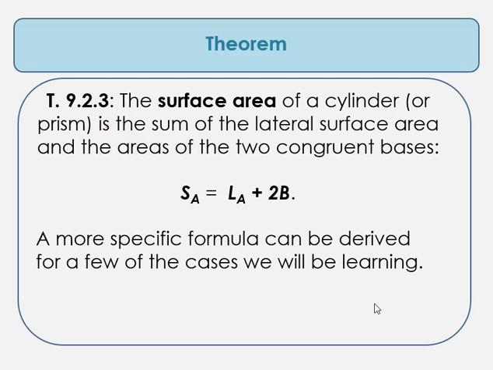Our next theorem, theorem 9.2.3. The surface area of a cylinder or a prism is the sum of the lateral surface area and the areas of the 2 congruent bases. In the same theorem, they mention cylinder or prism because it's essentially the same formula. It's just the pieces of the formula that will be different. And there are actually more specific formulas that we can derive in a few of our cases.